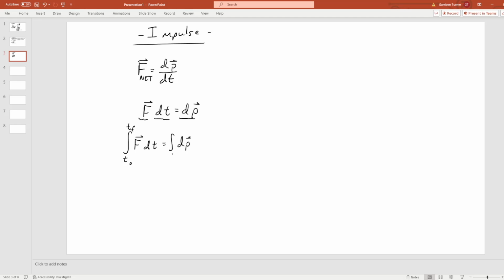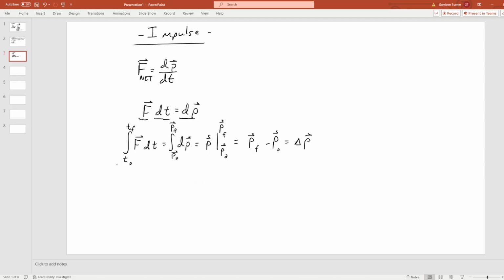And the right-hand side, you can automatically do the integral because the integral of dp is just p, but this is going to be evaluated from whatever the initial momentum was at time 0 to whatever your final momentum is at time final. And as I just mentioned, the integral of dp is just p evaluated between these 2 values. And so then that just becomes p final minus p initial, which is just delta p.